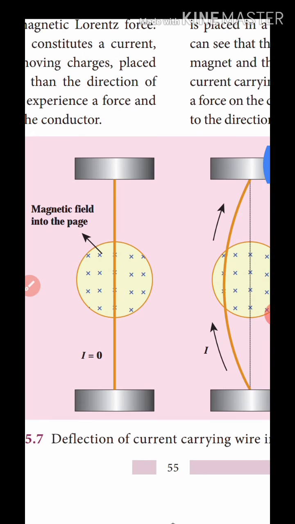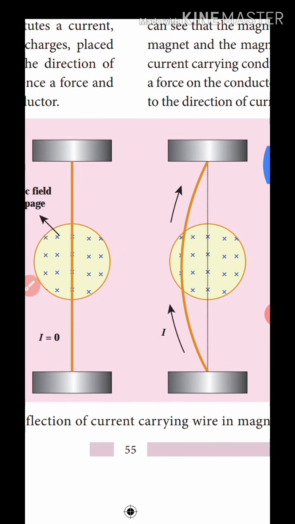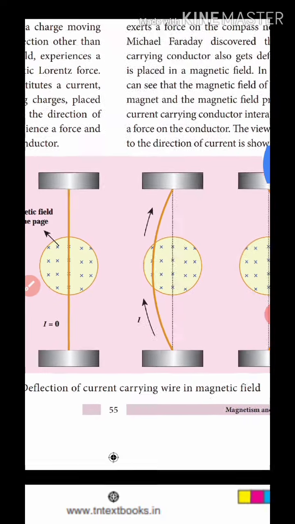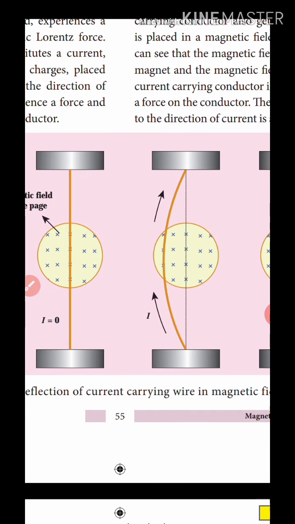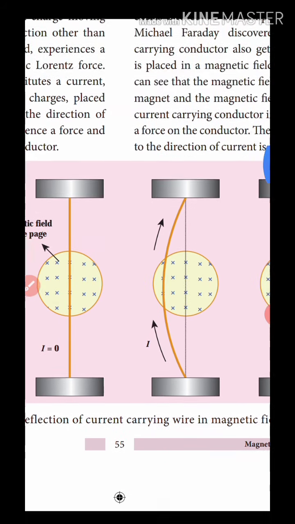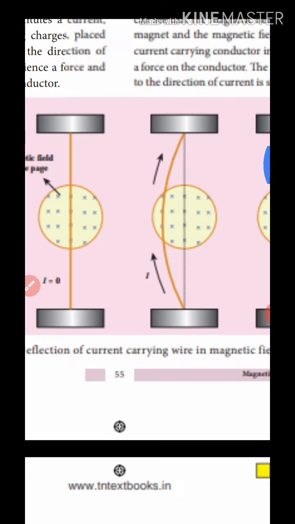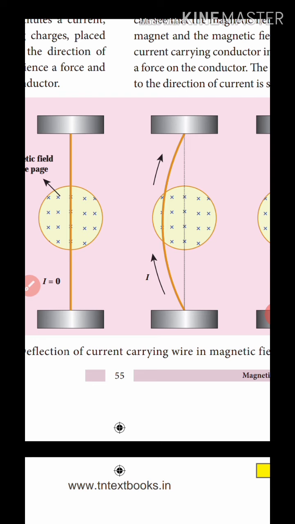See the picture. From this activity we infer that a current carrying wire has a magnetic field perpendicular to the wire by looking at the deflection of the compass needle in the vicinity of a current carrying conductor. The deflection of the needle implies that the current carrying conductor exerts a force on the compass needle.